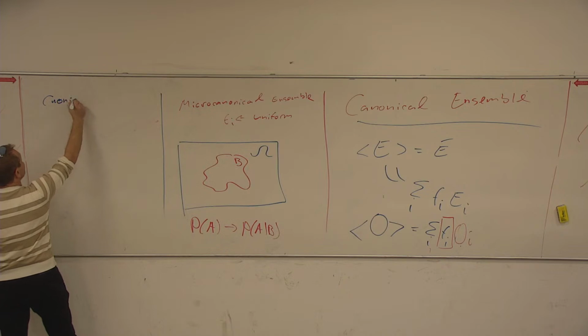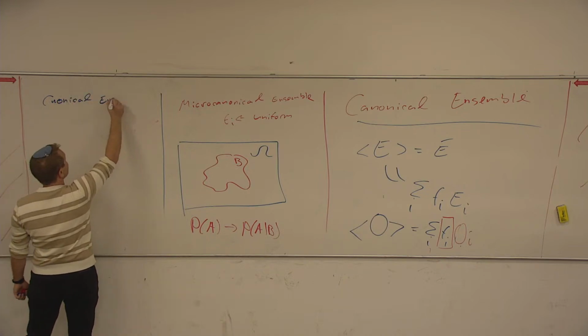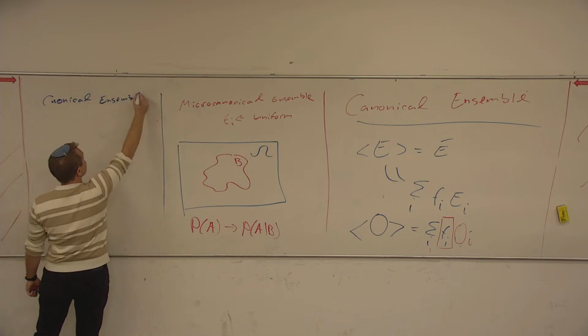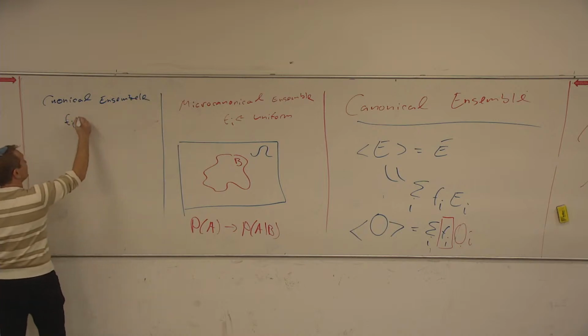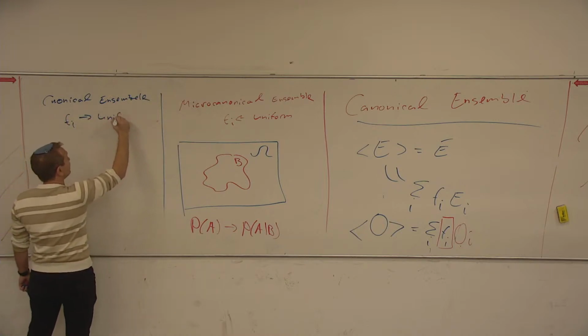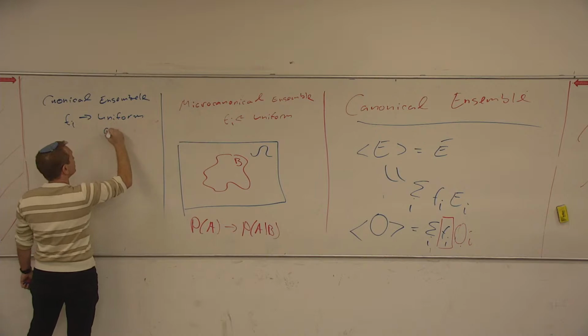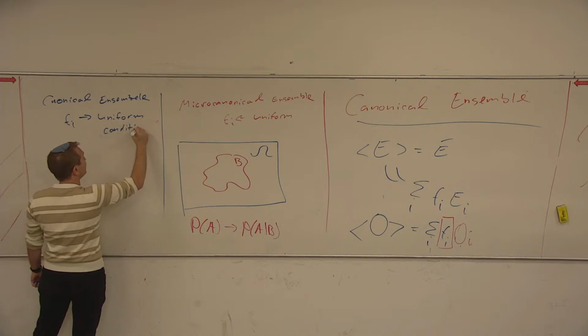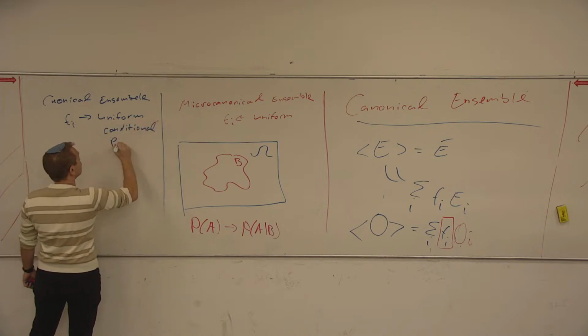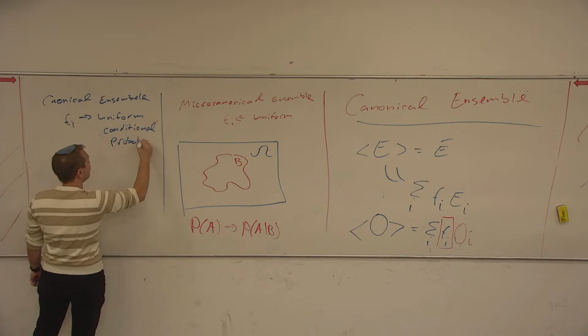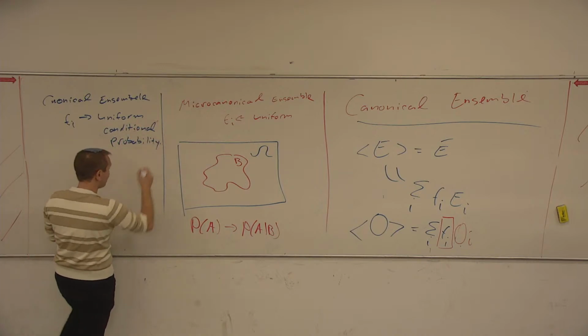Canonical ensemble: Fi is uniform conditional probability. Okay.